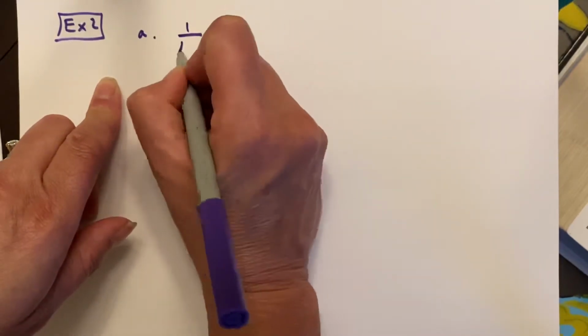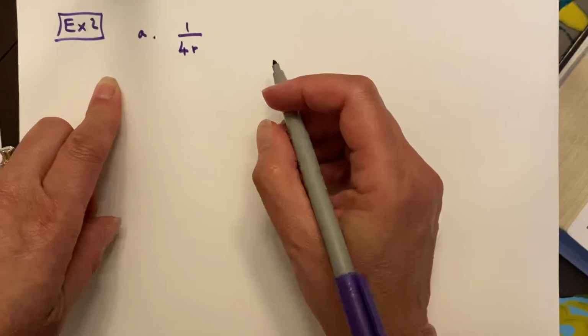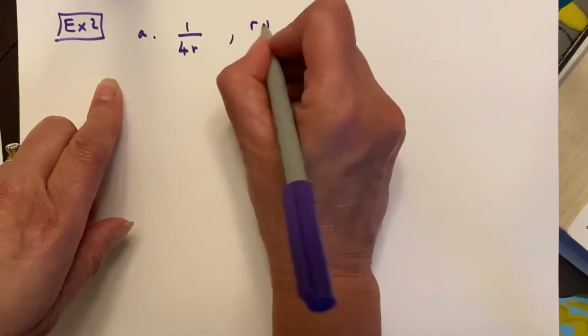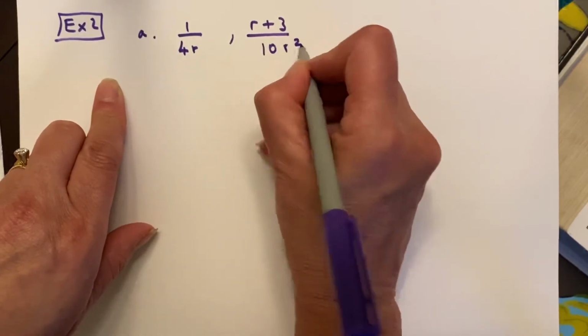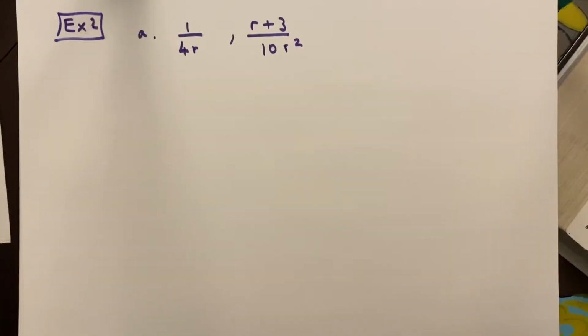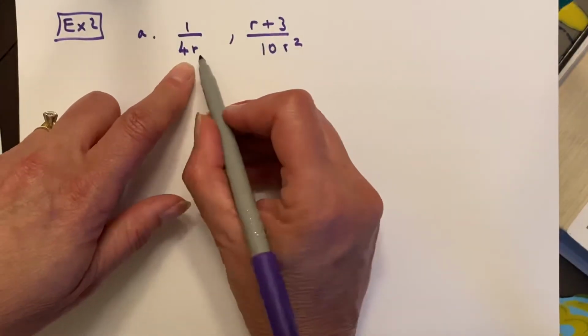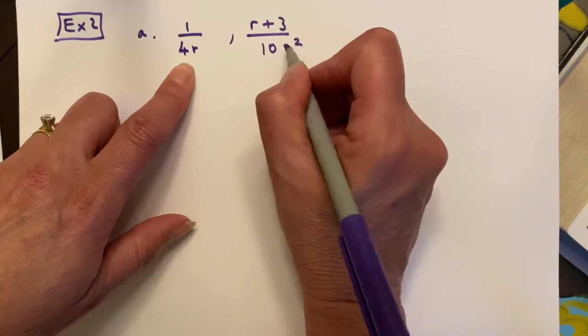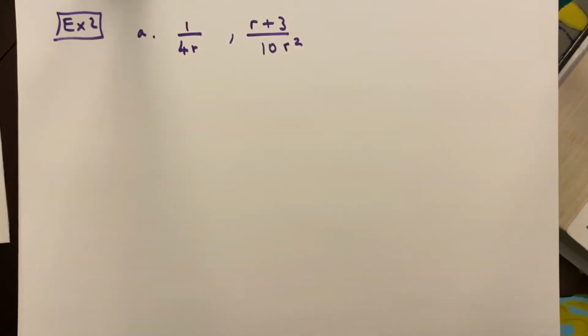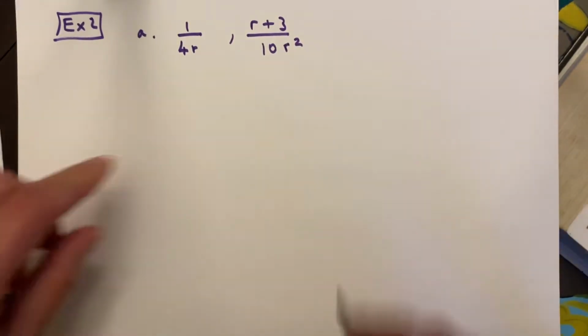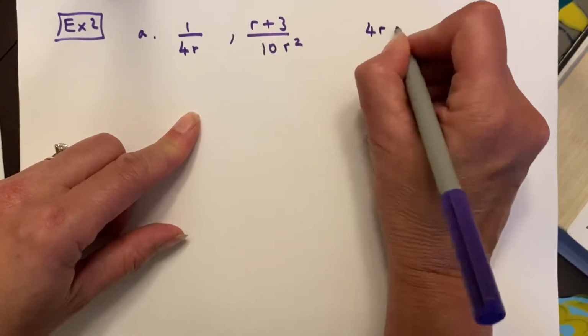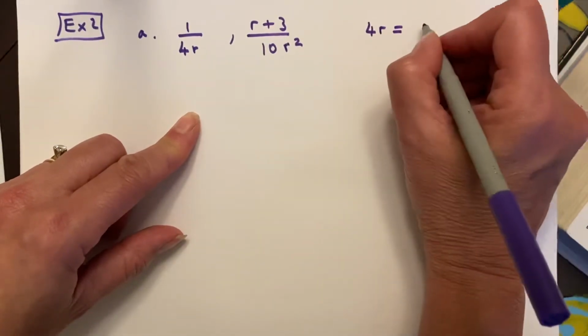We're going to look at a pair of fractions, 1 over 4r and r plus 3 over 10r squared. And we're going to see, is there a least common denominator that we can find if we want to add or subtract these, 4r and 10r squared, because we can't add or subtract them unless we do that. Well, to do that, there is a systematic, careful way to do that. Let's take 4r and find all of its factors.